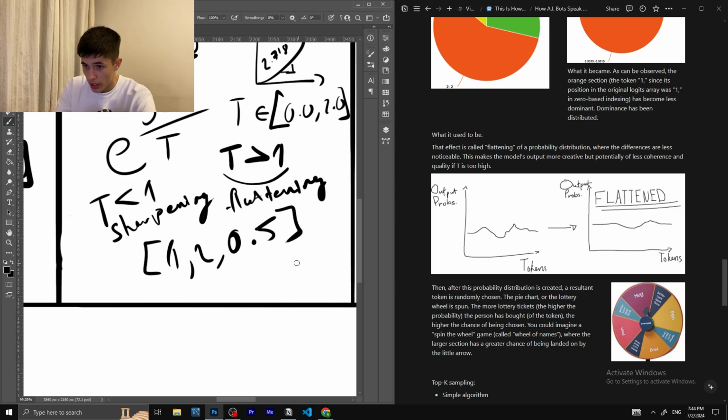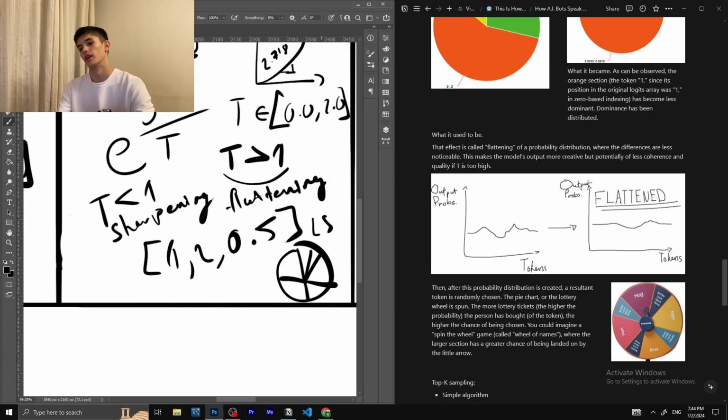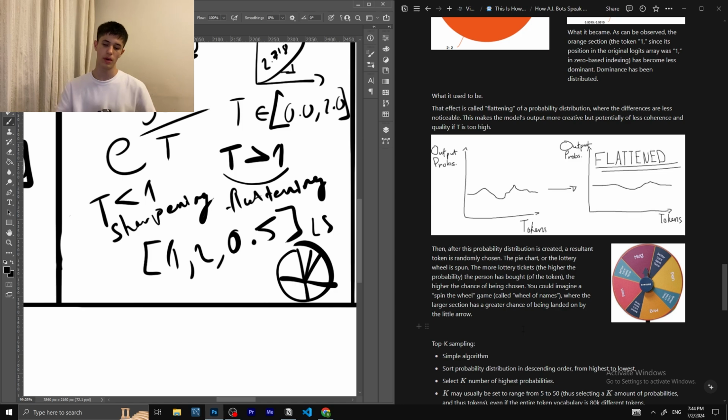Then afterwards, we have our lottery spin. So we've broken down the lottery analogy before, and then occurs the lottery spin. What this is essentially, you can just imagine you have your pie little thing. The person with the most lottery tickets will have a higher chance of winning. I don't know if they allow more lottery ticket purchases, but essentially, you got more lottery tickets, so there's a higher chance of this wheel spinning on you and landing on you. It's like a wheel of names situation, where the larger section gets the chance greater.